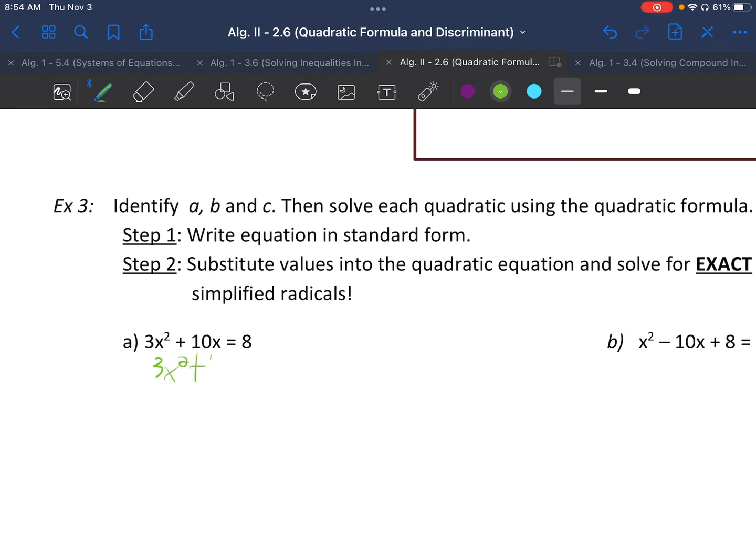This is not in standard form because it equals 8. Subtract 8 to get 3x squared plus 10x minus 8 equals 0. Now, just like earlier when we were doing just the discriminant, I'll write out what a, b, and c equal on the first couple. And after that, I'm actually going to stop writing it. So a equals 3, b equals 10, c equals negative 8.